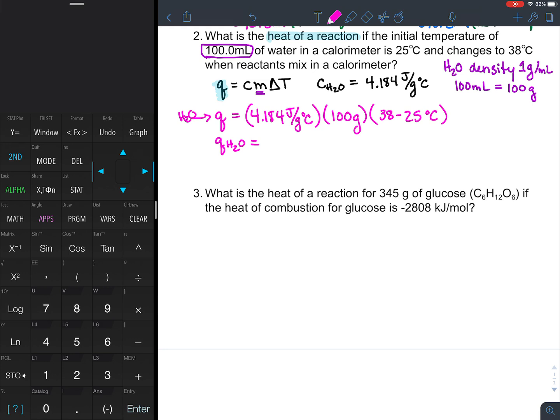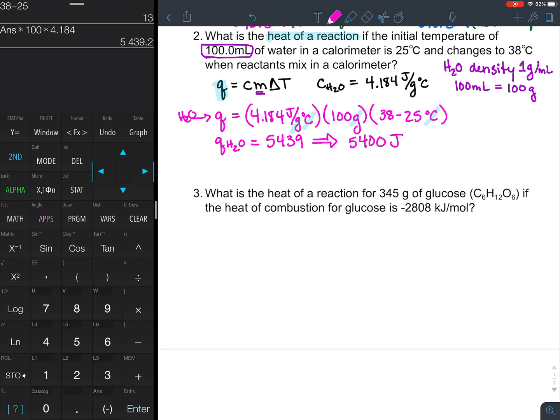All right, so let's go ahead and do 38 minus 25 first. It's 13, and so then we're going to multiply that by 100 and also times 4.184. And we get a value of 5,439.2. With sig figs, we should have 2 sig figs, so that's going to be 5,400, and our units that are left over. So let's take a look at how units cancel. Grams cancel, degrees Celsius cancels. I'm left with joules, and so that's going to be in joules.